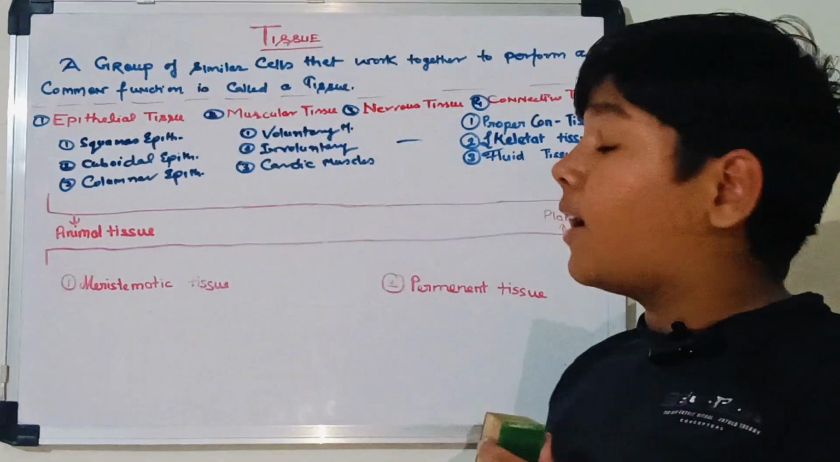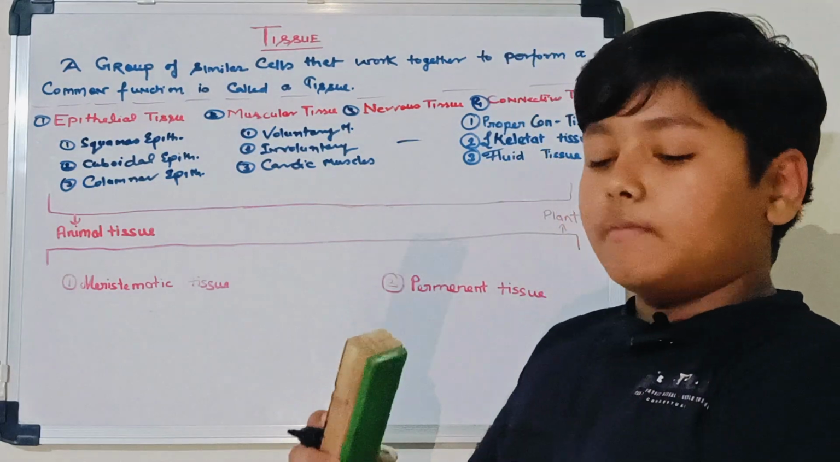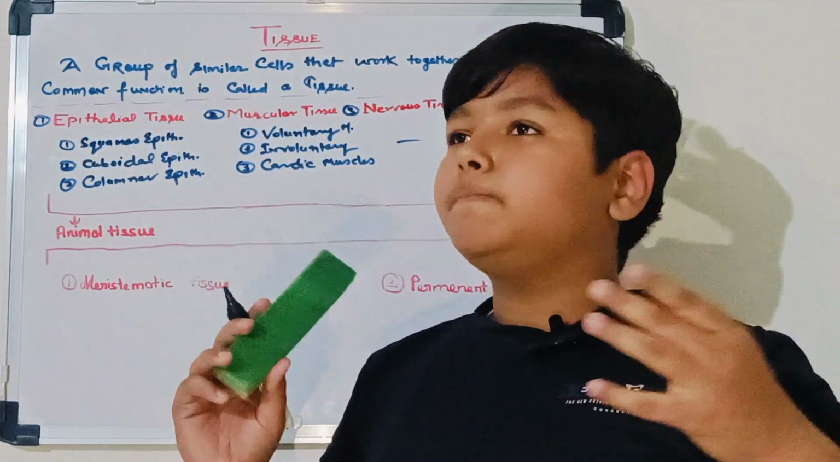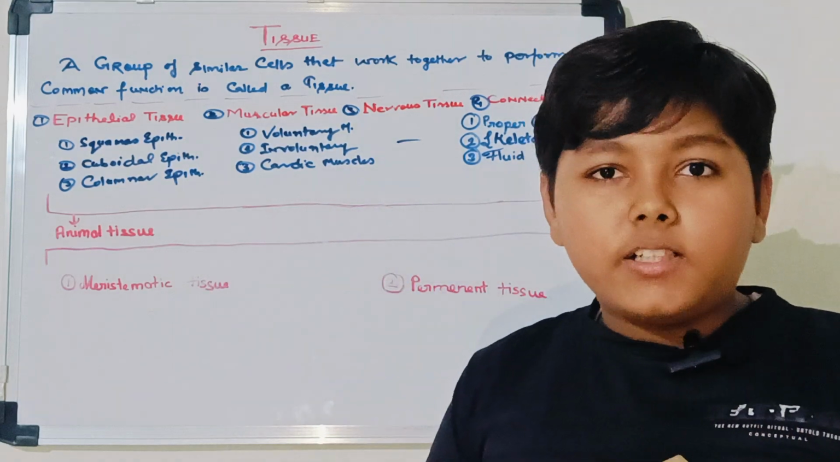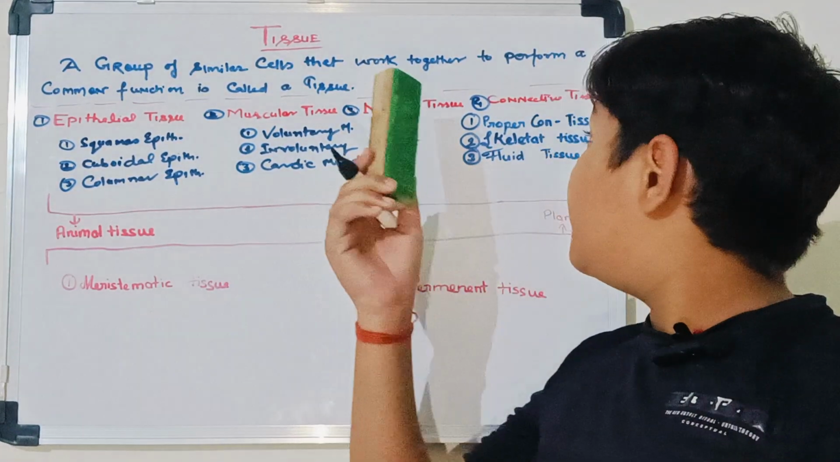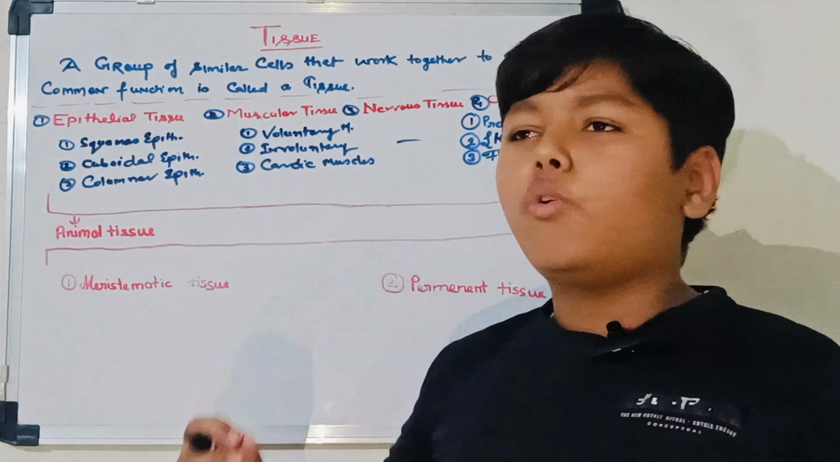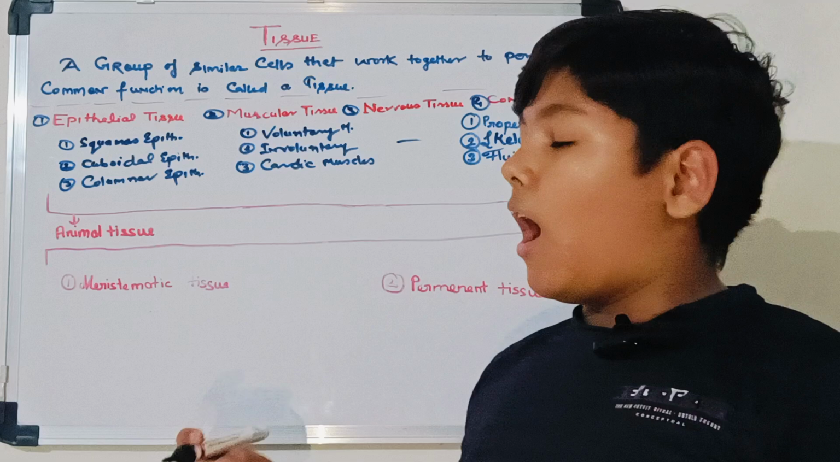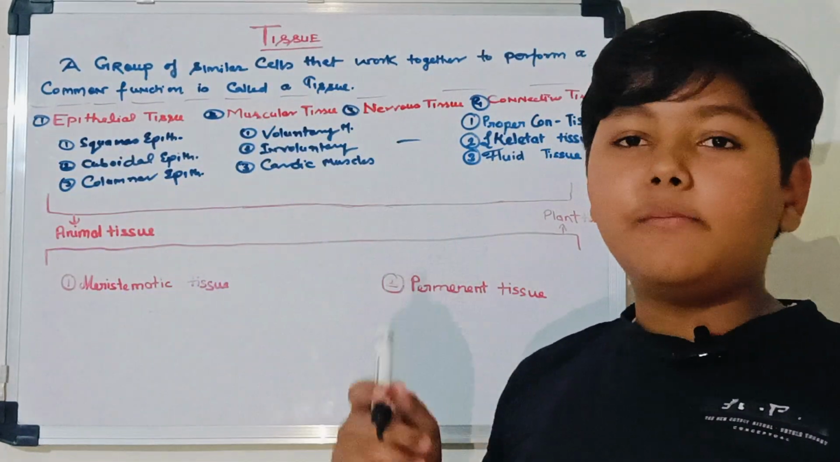After that, proper connective tissue. If our muscle were separated from our bone, would it work? No. So for combining these two, they have made proper connective tissue: areolar, adipose, tendons, and ligaments. After that, these were all animal tissues.